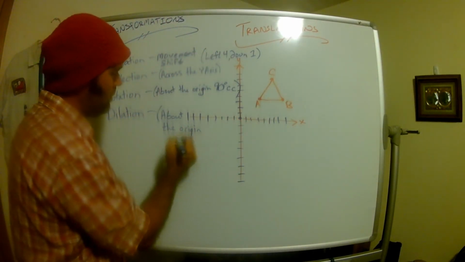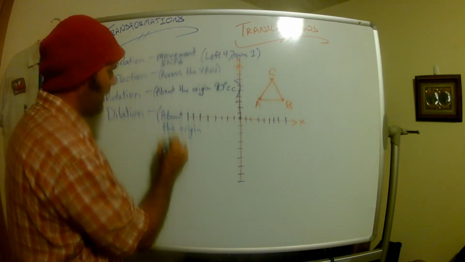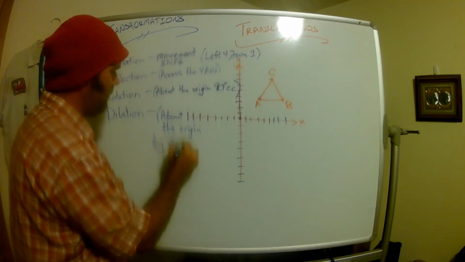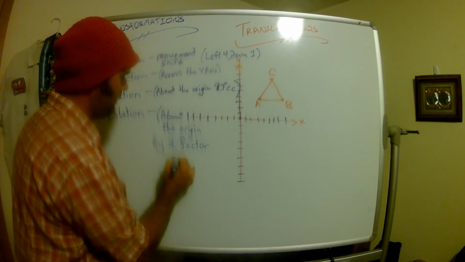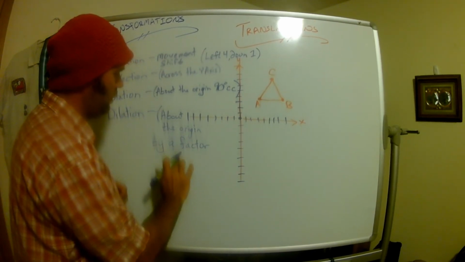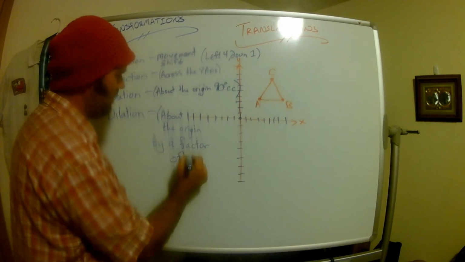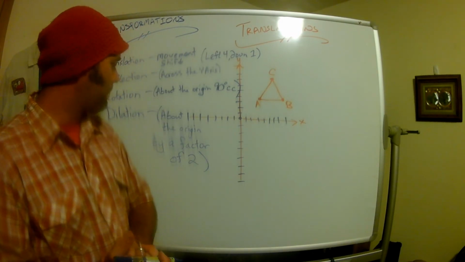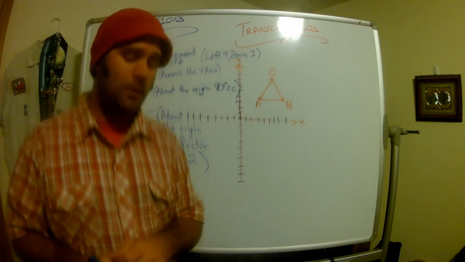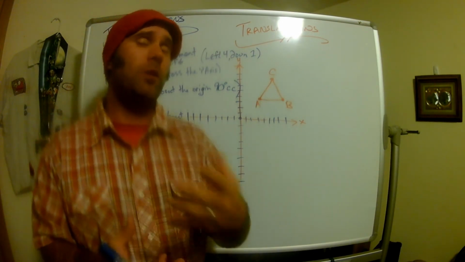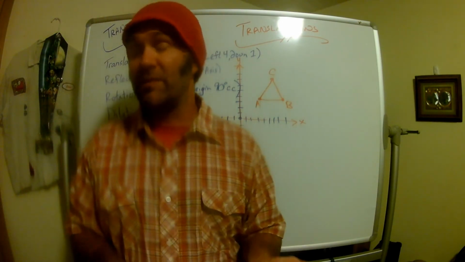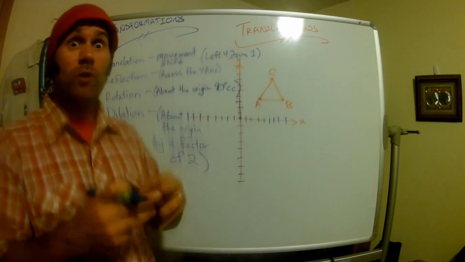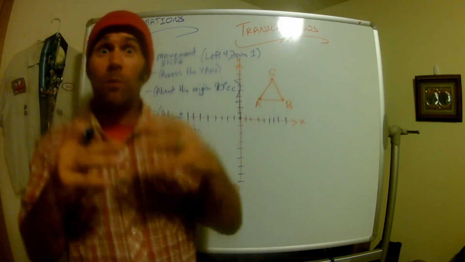So we're going to go about the origin, and let's do it by a factor of 2. Factors meaning multiply. So a factor of 2 would be multiplied by 2. If it was a factor of 1/2, we would be dividing by 2 or multiplying by 0.5, which would be shrinking it. But a factor of 2, we're making it bigger.